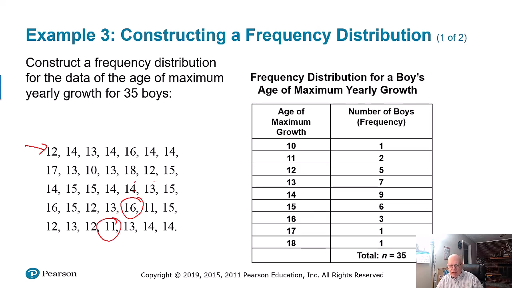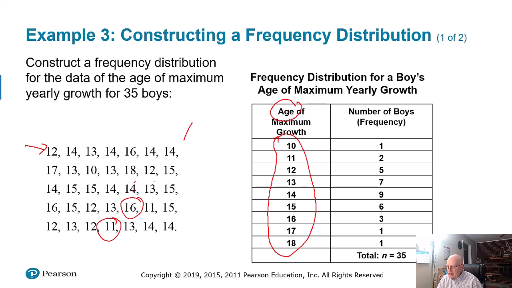So this is how you do it. First of all, take all those possible ages, make one column of those. Don't skip any of those ages either. If there are none in the 13 category, for example, put the 13 in there anyway, because that might give us an idea of what those growth spurts center around.